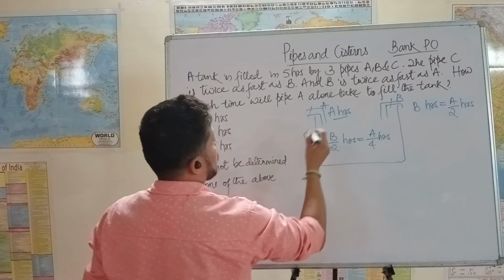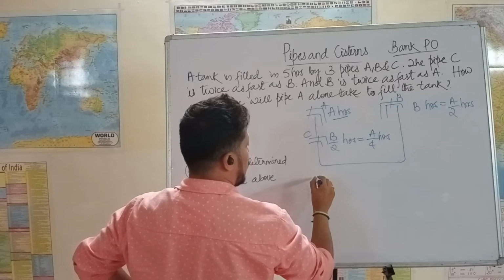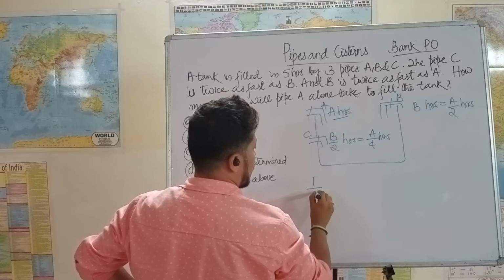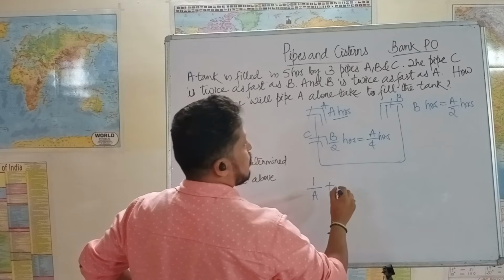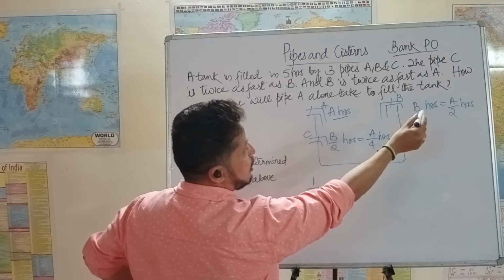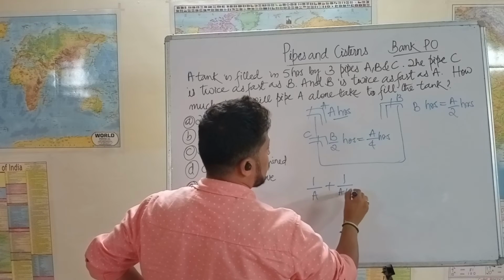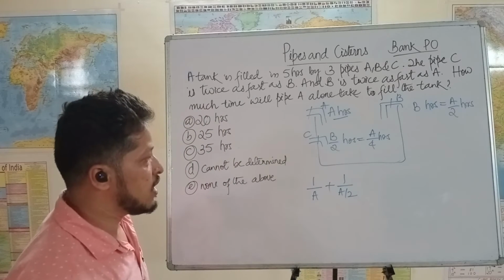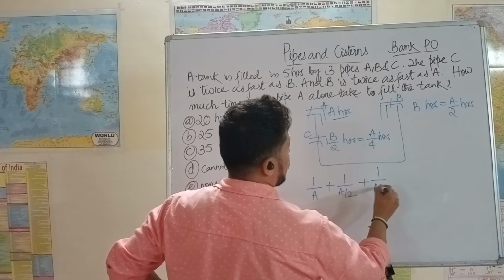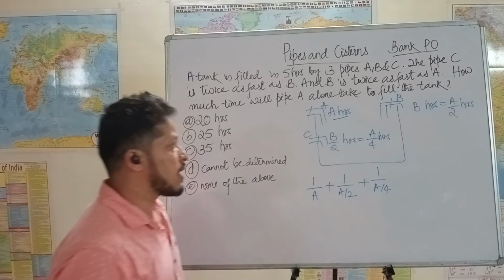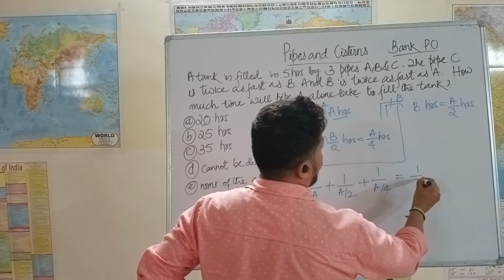Now let's see. They together took 5 hours to fill the tank. If A takes A hours to fill the tank, then in 1 hour it does 1 by A amount of the work. And what does B do? B can fill the tank in A by 2 hours. So every hour it does 1 by A by 2, I'll write for now to make it easy. And C 1 by A by 4. Clear? And the entire work is completed in 5 hours.